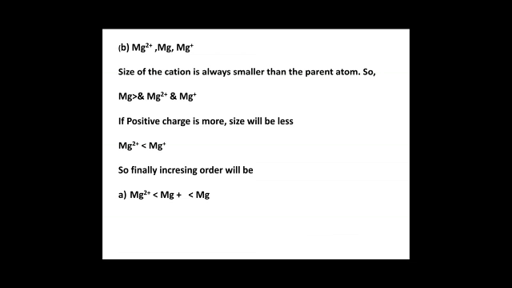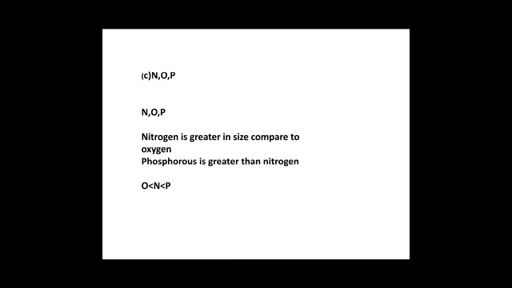Next, Mg2+, Mg and Mg+. The size of the cation is always smaller than the parent atom. So the size of the magnesium atom is greater compared with Mg2+ and Mg+. Now compare Mg2+ and Mg+. If the positive charge is more, the size will be less, so Mg2+ will be smaller than Mg+. Finally the increasing order is Mg2+ is less than Mg+ is less than Mg.